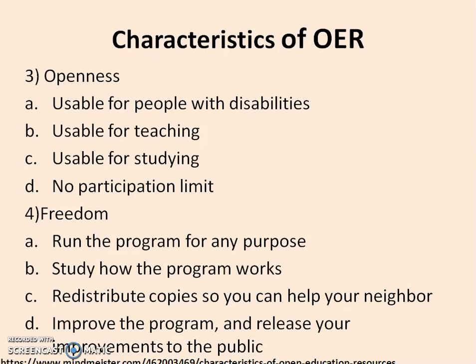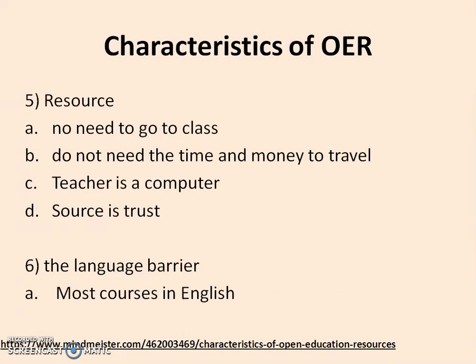Fourth one is freedom. Freedom means they have the right to access that open educational resource. First one is run the program for any purpose, study how the program works, redistribute copies so you can help your neighbors, improve the program and release your improvements to the public. Fifth one is resources. No need to go to the class, and no need for the time and money to travel. Teacher is the computer, source is a trust. Sixth one is language barrier. Most courses are in English.